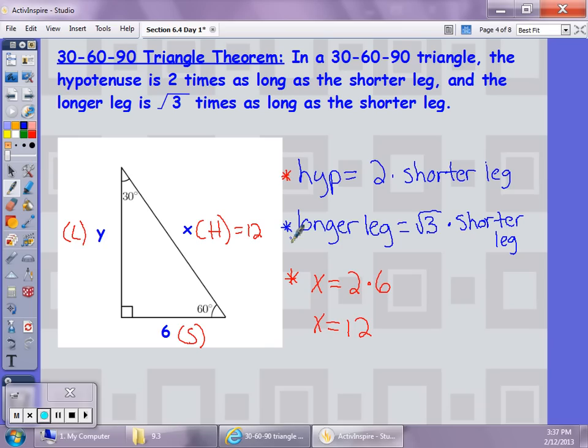Now we can use this equation here to find the longer leg, which they're going to refer to as y. So using our equation, the longer leg, which is y, is going to equal root 3 times the shorter leg, which is 6. So we know that the longer leg in this 30-60-90 triangle is going to equal 6 root 3.